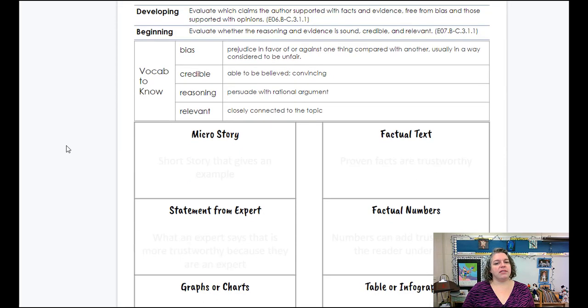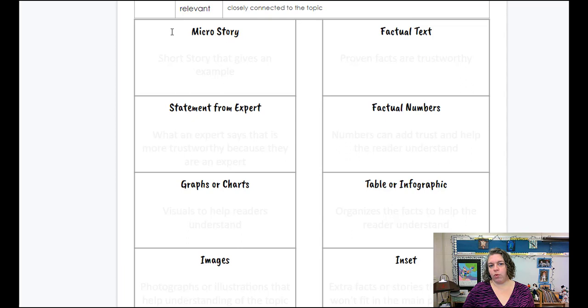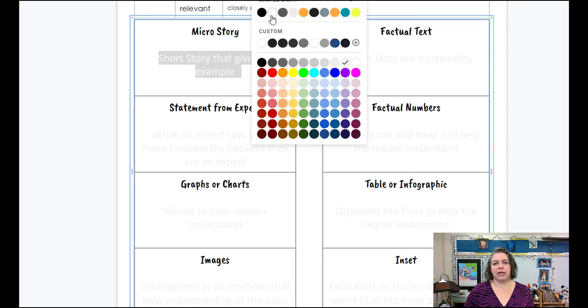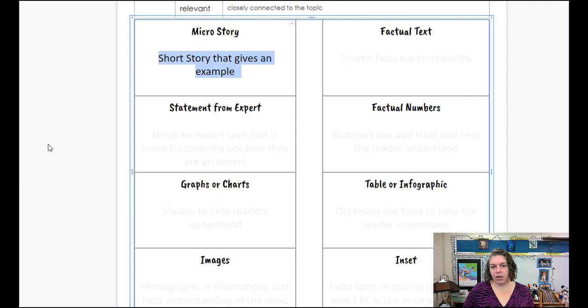So here's some different things that authors use. Let's just go through them. One might be a micro story. And a micro story is a short story that gives an example. It might be just one sentence, like a micro story is super short. It might be one sentence, maybe as much as 5, just telling a little bit about something that helps them prove their point.